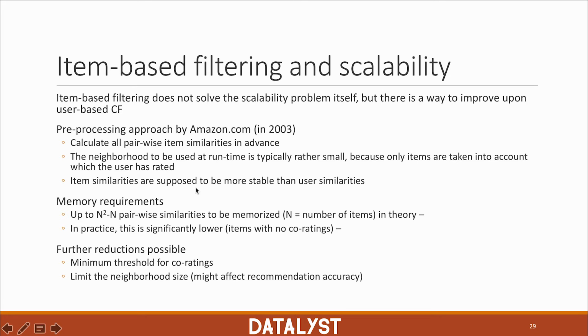So every item against every other item, minus the items themselves. However, in practice, this is significantly lower because there are many items which do not have co-ratings, so we just ignore them. And finally, there are some other reductions in terms of memory, such as ignoring items which do not have enough ratings or enough co-ratings, or limiting the neighborhood size.